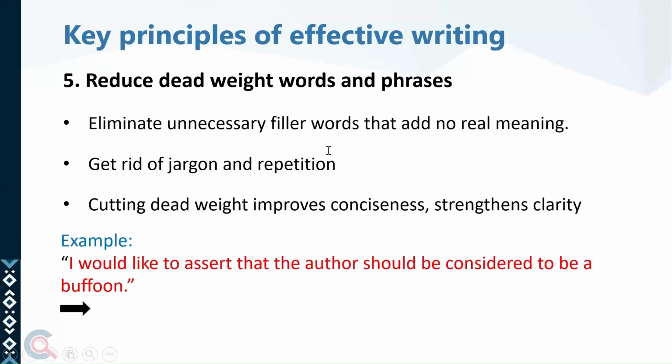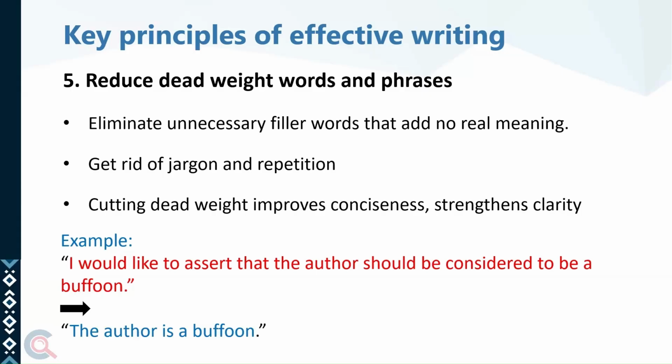Moving on to the next key principle of effective writing, reduce deadweight words and phrases. As I was saying, deadweight words are words which add no additional meaning to your sentence, and if removed, ensure more conciseness and clarity. I'll take the example of the sentence below. I would like to assert that the author should be considered to be a buffoon. This is a long sentence which can just be summarized to: the author is a buffoon.